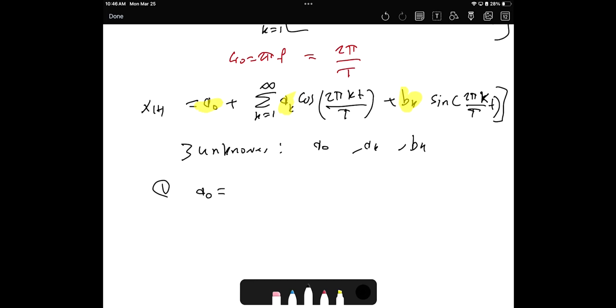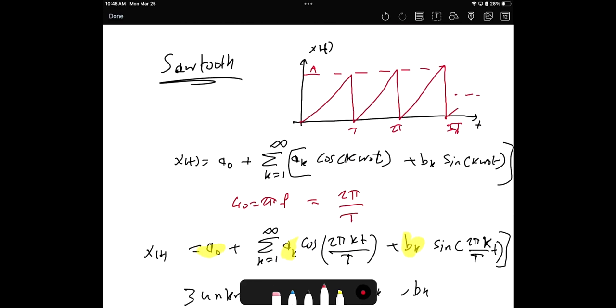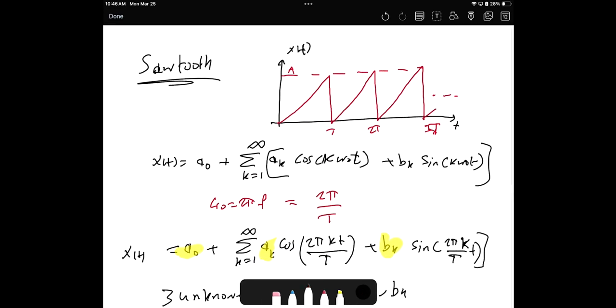A naught is actually 1 over T, the integral from 0 to T, x of t dt. And again, it is the average value. Now, what is x of t? Let's look at one period of time, which is this period, or this period. You will realize it is like a ramp shape, right? It's like a ramp shape.